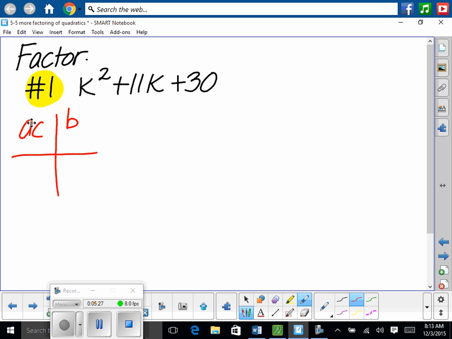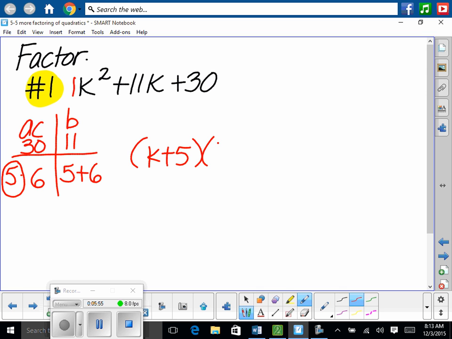Now this is still quick factoring. So we're doing what multiplies to be 1 times 30, what multiplies to be 30, and adds up to be 11. What are the two factors? 5 times 6. Are they both positive? Yes. And we can quick factor because A was equal to 1. So that was positive 5 and positive 6. So it's going to factor to be K plus 5, because it was positive 5, times K plus 6, because it was positive 6.